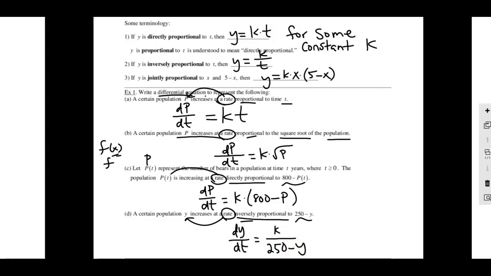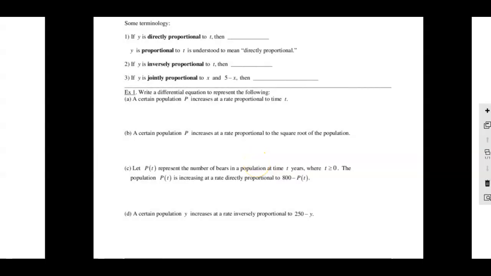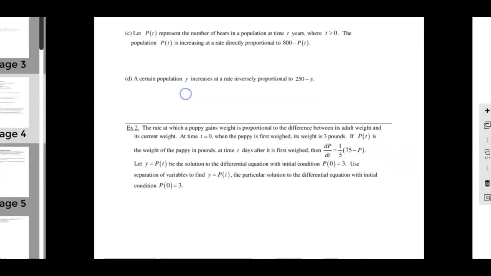So directly proportional means they're related via multiplication. If they're jointly proportional, that means it's directly proportional to both, so everything's multiplication. And if it's inversely proportional, that means the relationship is via division. Okay, so we've got to know the terminology, because sometimes we will need to just read the verbal description, and then we'll have to come up with the differential equation ourselves.